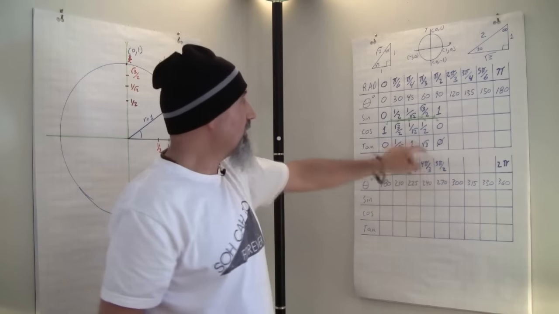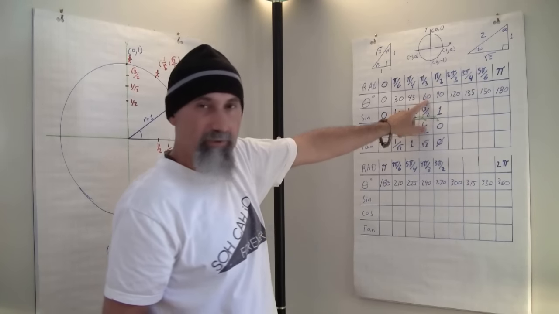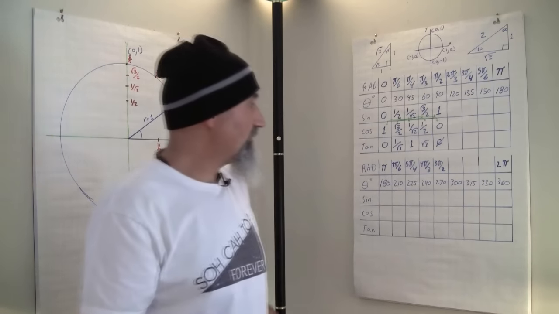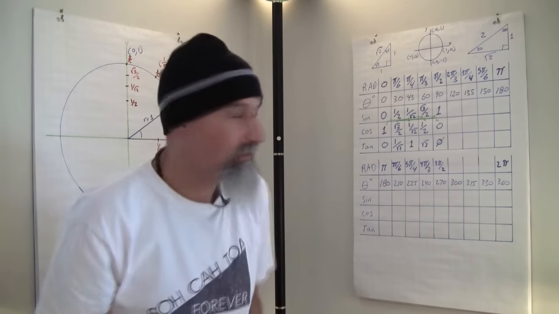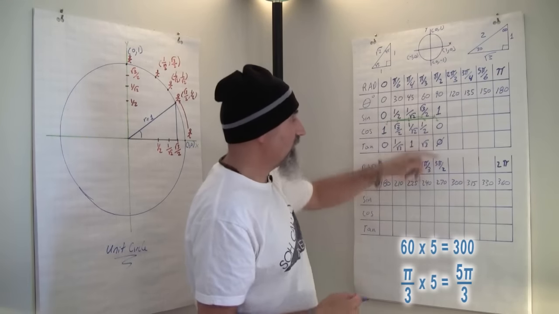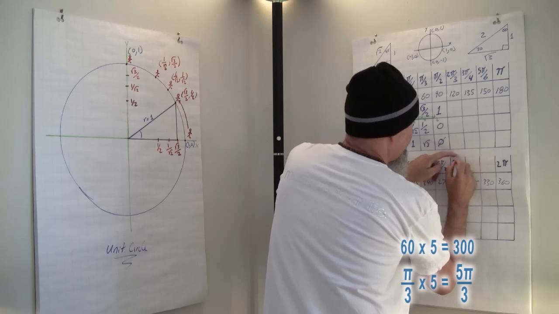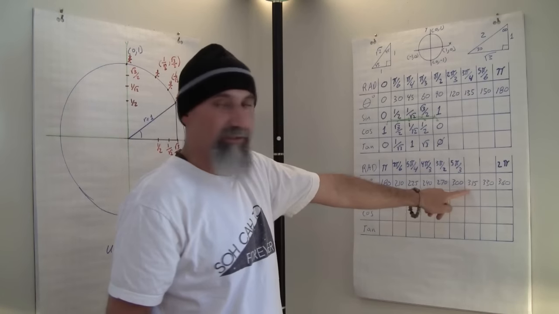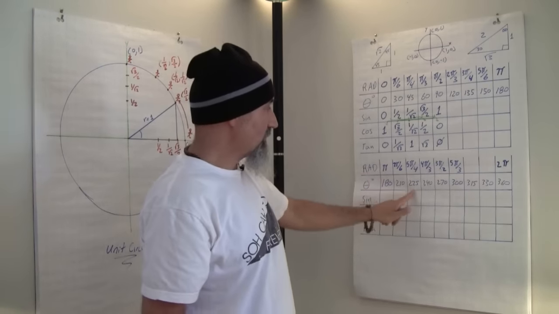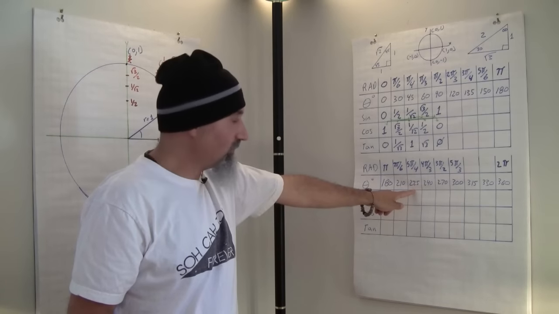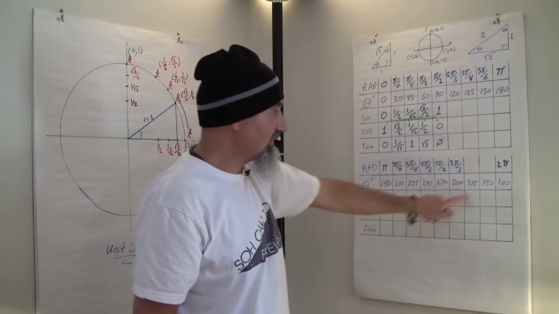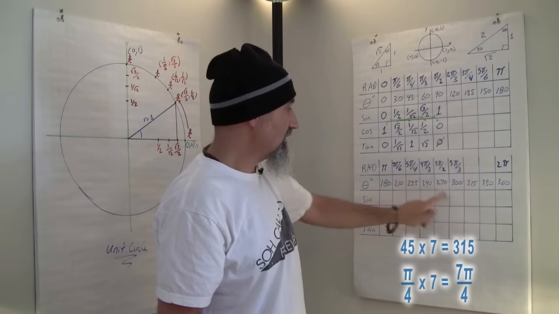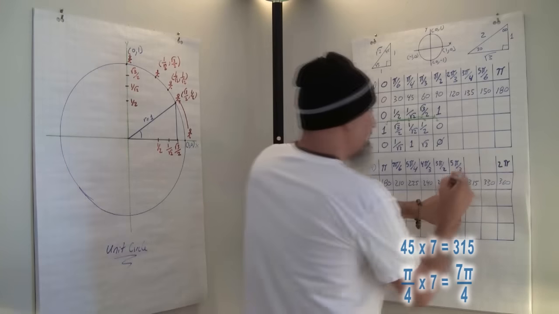300 degrees, I can get there with 30 and with 60. I'm going to go there with 60 because that way I don't have to reduce my fraction, right? So 60 times 5 gives me 300 degrees. So 300 degrees is going to be 5 pi over 3. 315 degrees is a multiple of 45, right? So I was at 5 45s when I was at 225. 5, 6, 7, right? 1, 2, 3, 4, 5, 6, 7 45s. So it's going to be 7 pi over 4.